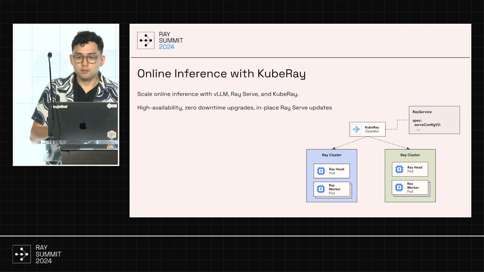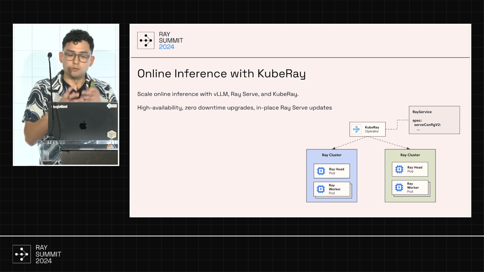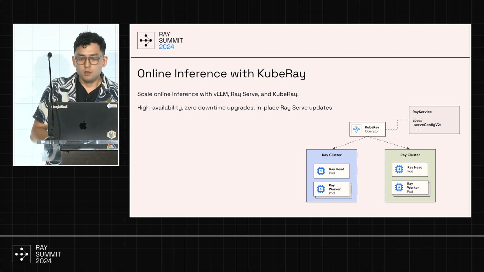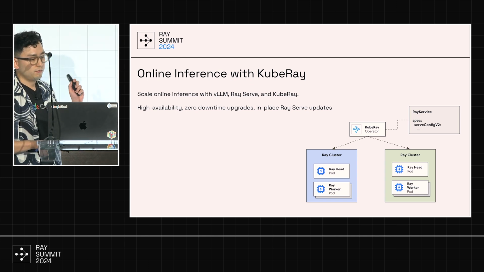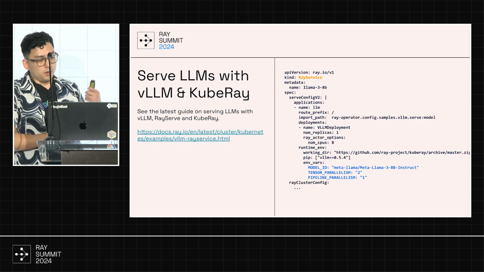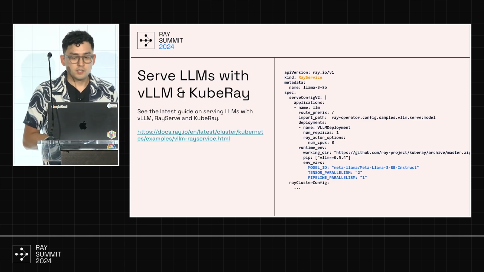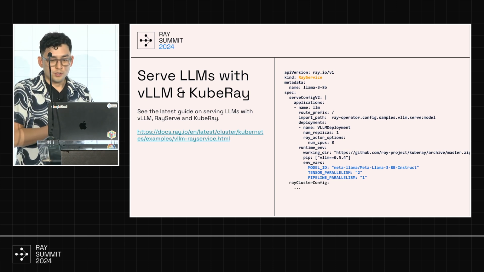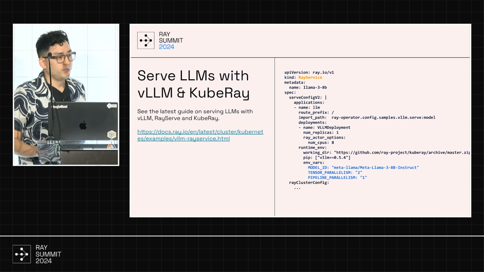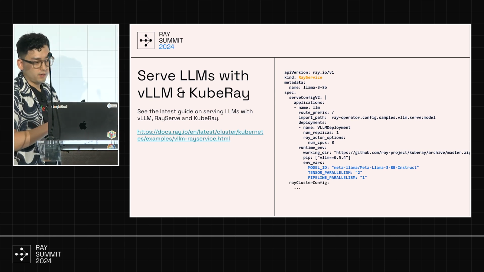For production-ready inference, KubeRay supports the Ray service CRD, which is a bundle of a Ray cluster and a serve config. Ray service supports HA configuration of the Ray cluster, zero downtime upgrades, and in-place updates for the Ray serve application and its configuration. Using Ray service to deploy vLLM with Ray serve is the most common example we're seeing today. The example here highlights the ability to package the entire model deployment in a single manifest.